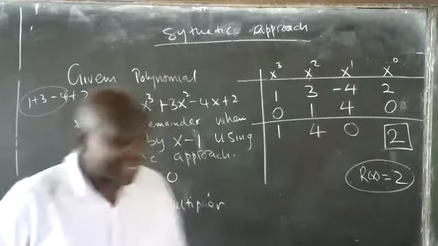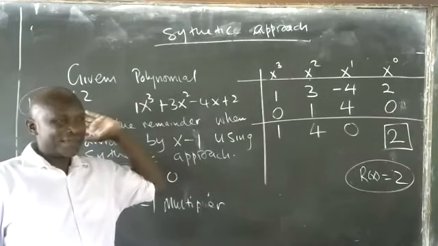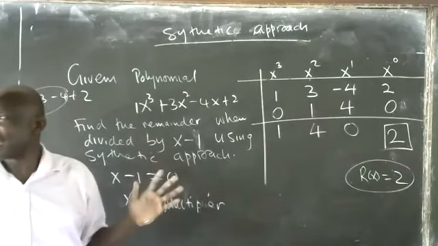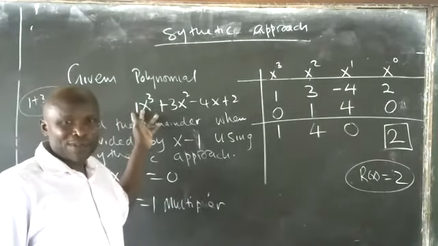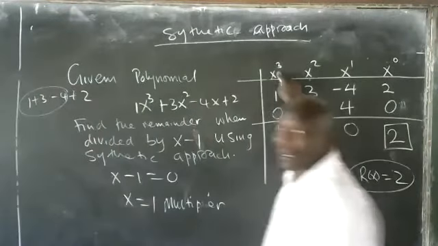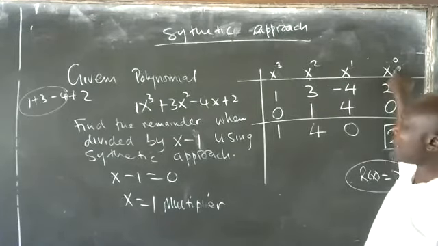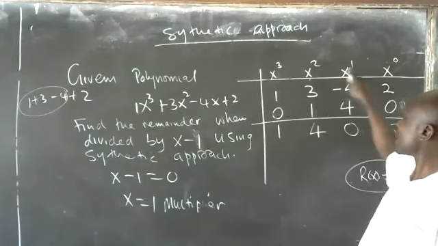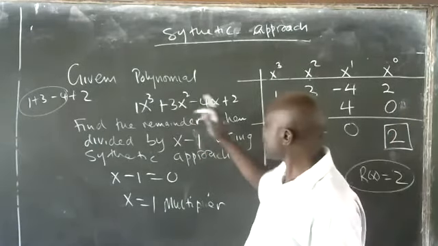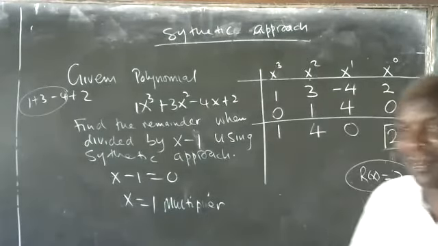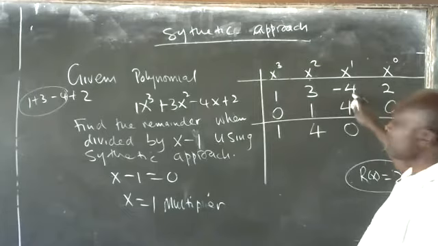Now I'm saying, and I want to be very slow, when they give you a polynomial and the examiner says, find the remainder using the synthetic approach, first look at the highest power of your polynomial. Here it was x cubed. That's what you begin with. Start with x cubed and write in descending powers until you reach zero. I have x cubed, followed by x squared, followed by x power one, then finally x power zero. Now below, write the coefficients which are behind those variables. Here I have a one, I have a three, I have a negative four, I have a two.